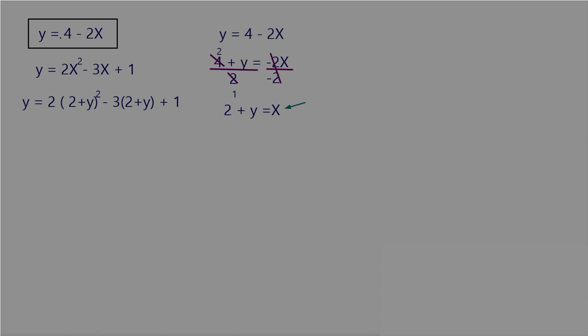Everything in the first bracket is raised to the power of 2. Two raised to the power of 2 equals 4. Y raised to the power of 2 gives y squared. Minus 3 times 2 gives minus 6. Minus 3 times y gives minus 3y. Clearing the first bracket, we do 2 times 4, that equals 8. 2 times y squared gives 2y squared.